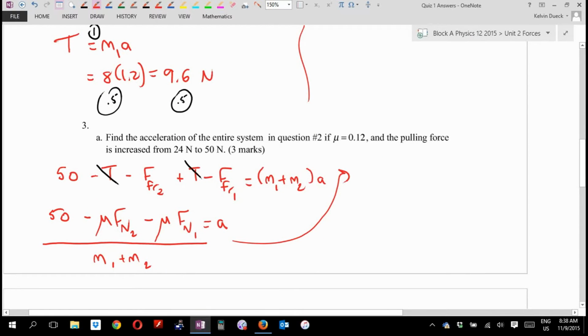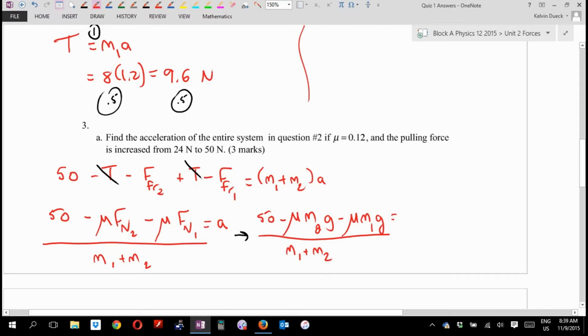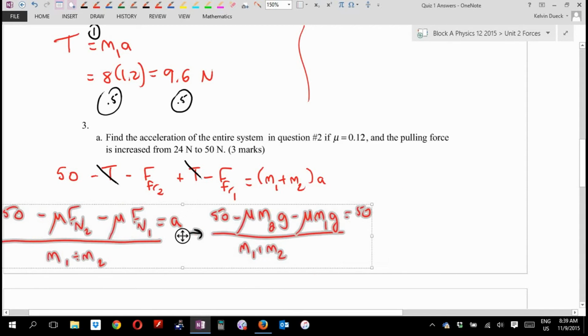Hopefully I'll be able to fit this in here. You know what? I think I'm going to have to do it all down here. I think I'm going to get 50 minus mu M2G minus mu M1G all over M1 plus M2. 50, boy, am I going to be able to fit this in, Mr. Dewick? I know what I can do. I need more room. Like that.